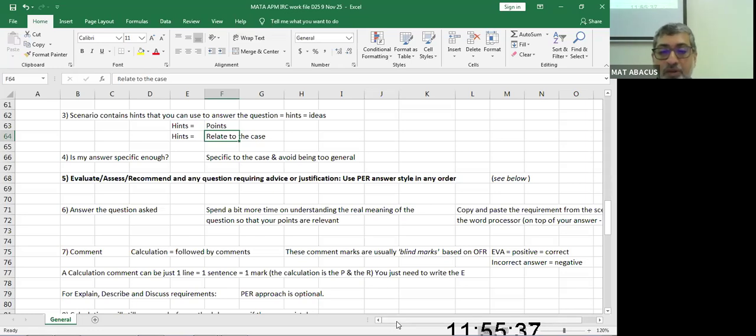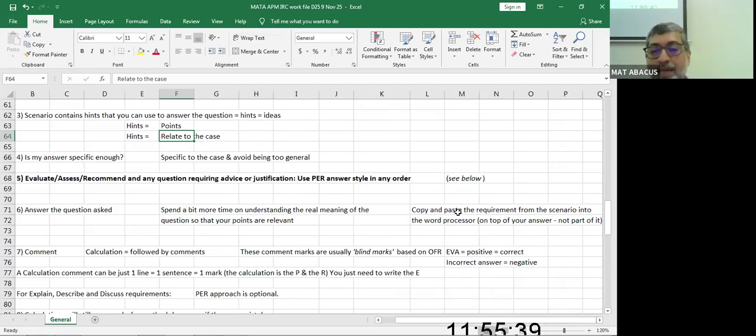So one of the things we will do is to make sure we can continuously see the question because of this embedding. So we need to take it out. What we are going to suggest is to copy and paste the requirement from the scenario into the word processor on top of your answer. We must make sure it's not part of the answer. So we leave a space and we say clearly, answer starts here. Because otherwise, if you leave it in between, the marker is going to cut marks on communication because you lose professional marks.